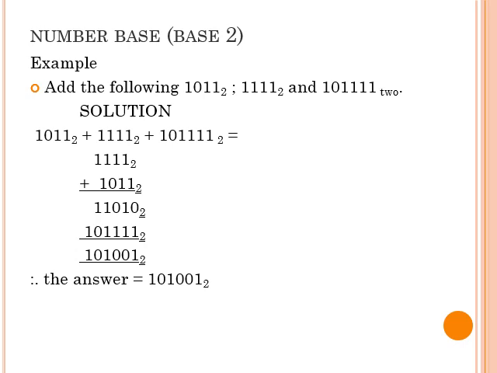Good. Now we are going to add this our answer to what? To the third number. When you do it using the same way I've explained just now, you are going to get what? You are going to get this answer. Good. You are going to get the answer 101001 in base 2. That is our answer. Okay.